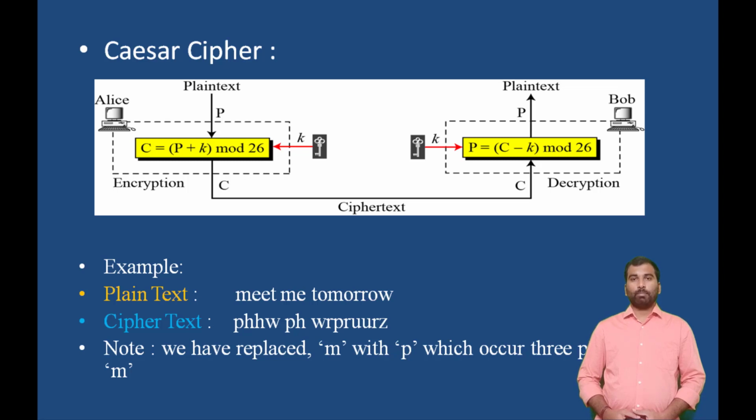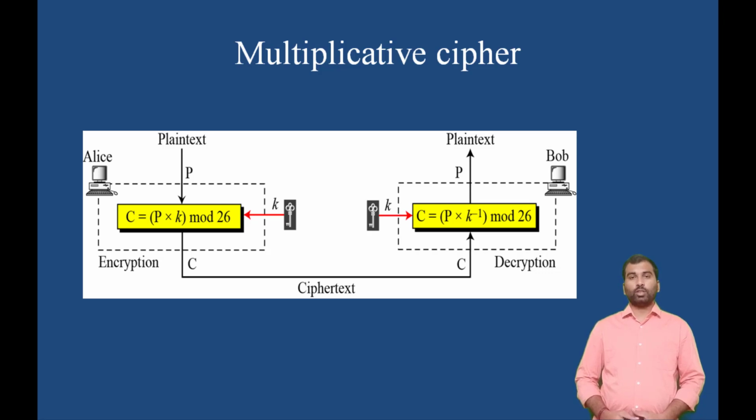So coming to the second one, multiplicative cipher. You can consider the diagram here. Now Alice and Bob want to communicate. Alice sends a message to Bob. So Alice converts the plain text into ciphertext by performing the multiplicative cipher, where the key is multiplied with the plain text and then the mod operation is performed on the result. So it will be the ciphertext. Now this ciphertext is forwarded to Bob, where Bob performs the multiplicative inverse on the ciphertext and he can get the plain text.